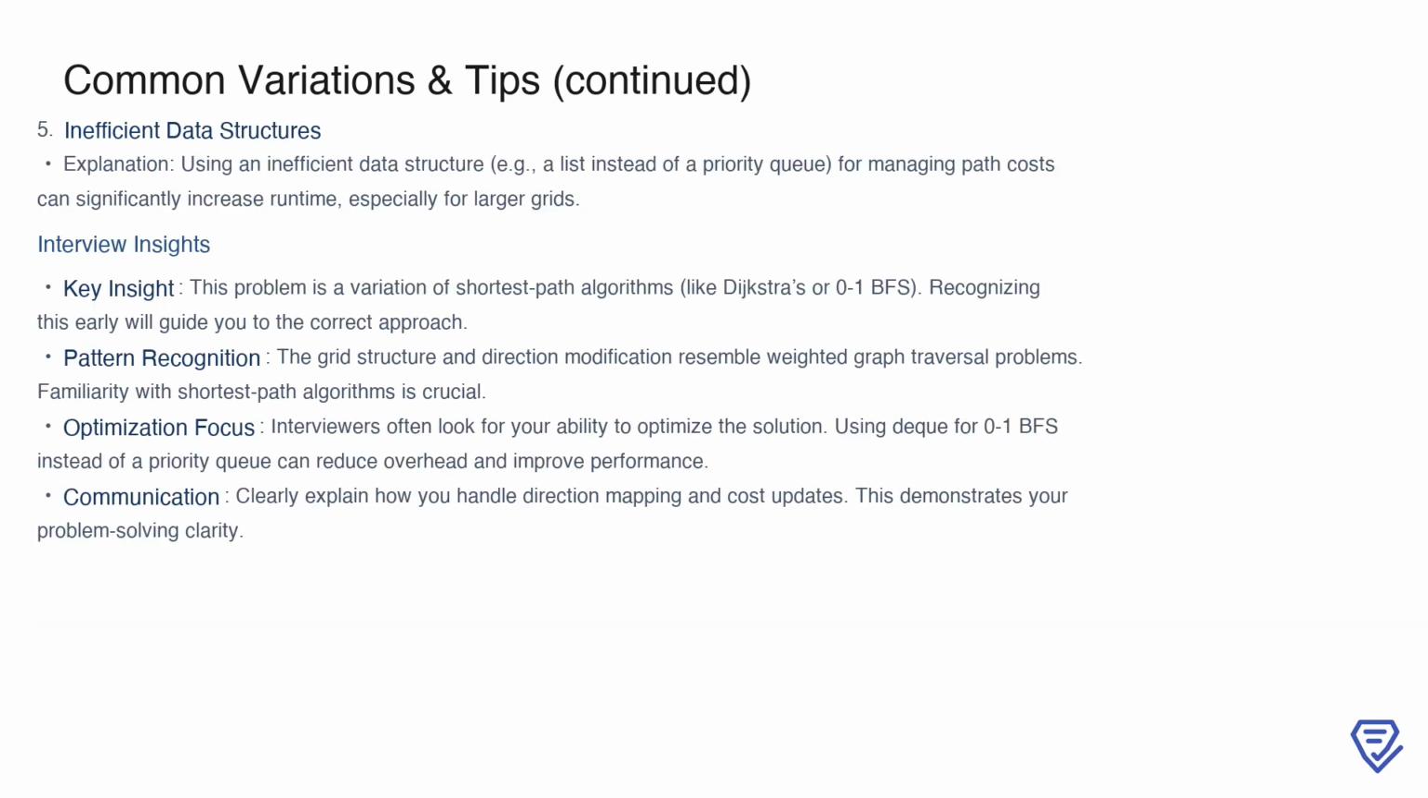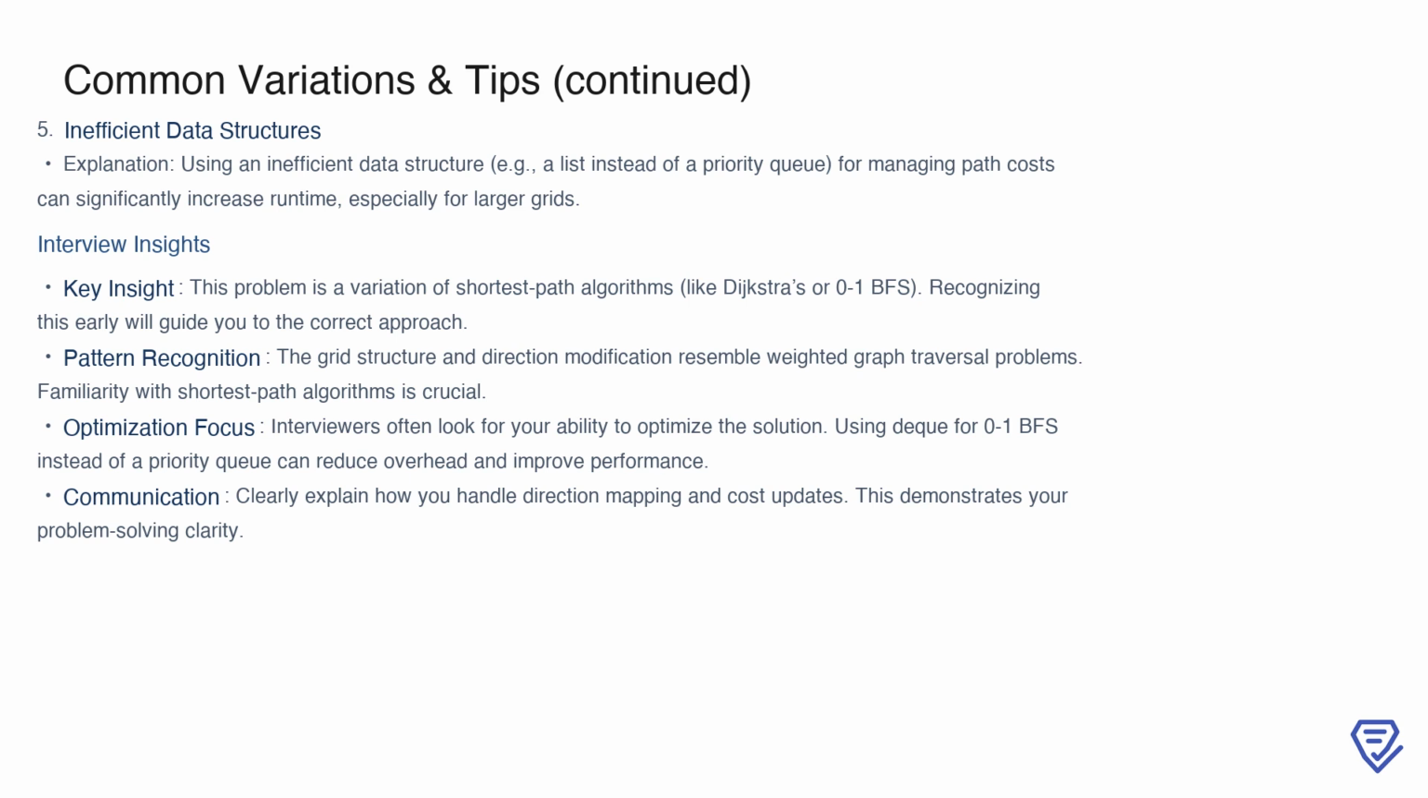Now, when implementing a solution, choosing the right data structures is critical. Using inefficient structures, like a basic list instead of a priority queue, can significantly slow down your program, especially for larger grids. Additionally, understanding the underlying algorithmic patterns in this problem can make a big difference. This is essentially a variation of shortest path algorithms, such as Dijkstra's or 0-1 BFS. Recognizing this early can guide you toward the right approach. The grid traversal and direction changes resemble weighted graph traversal problems, so familiarity with these algorithms is essential.